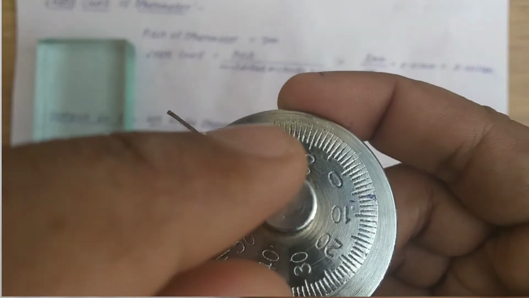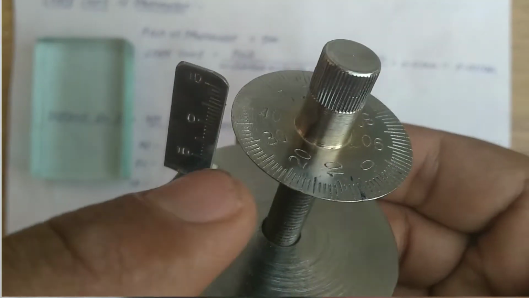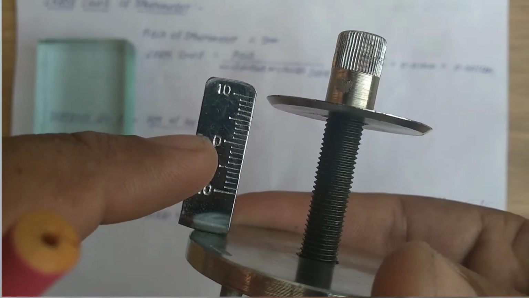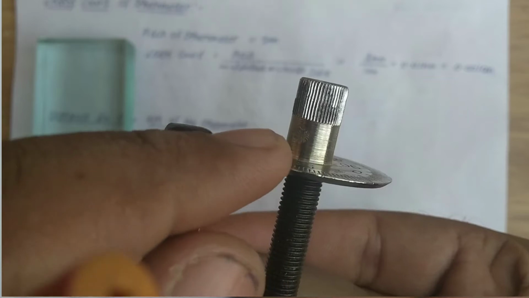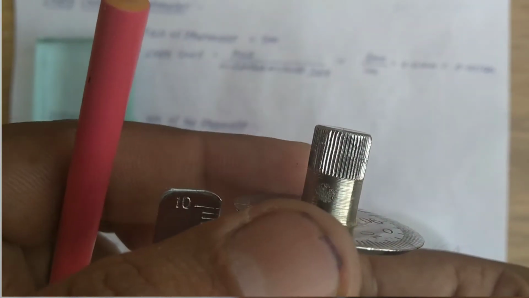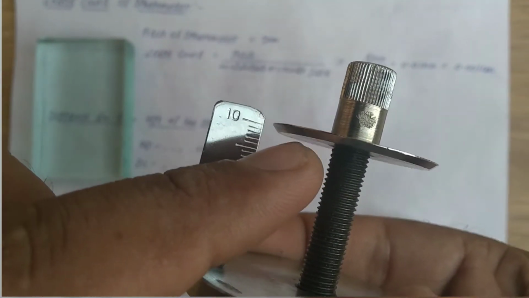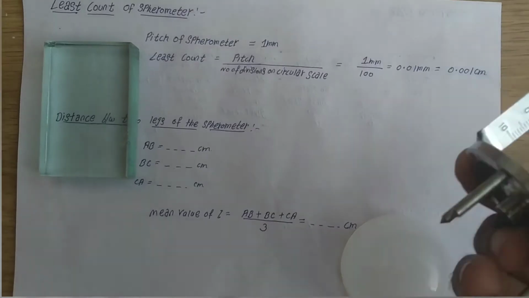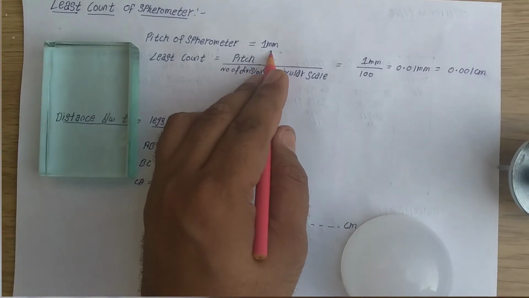Now when I give one complete rotation to the circular scale, the circular disc moves one division upward or downward, depending on whether the rotation is anti-clockwise or clockwise. So when we give one complete rotation to the circular scale, the disc moves 1 mm upward or downward. It means the pitch of our spherometer is 1 mm.